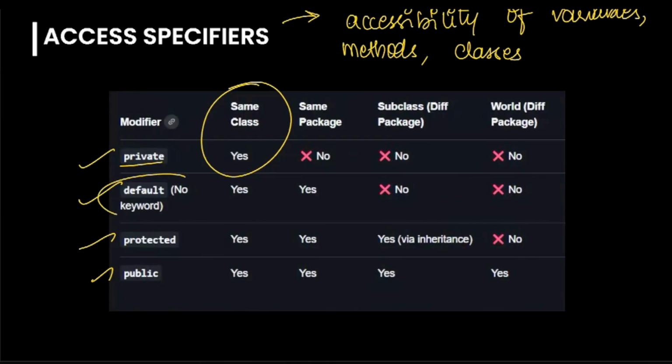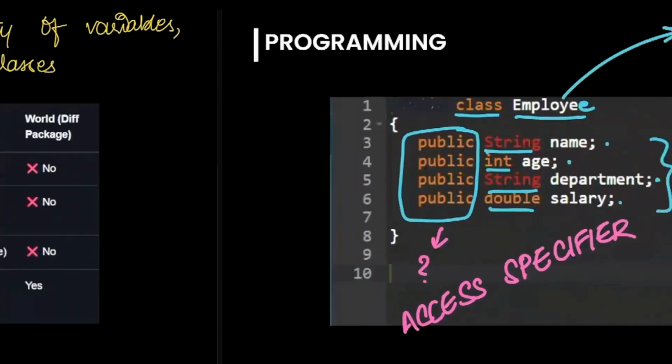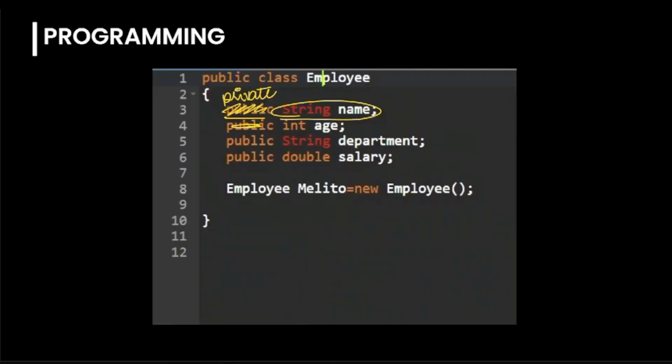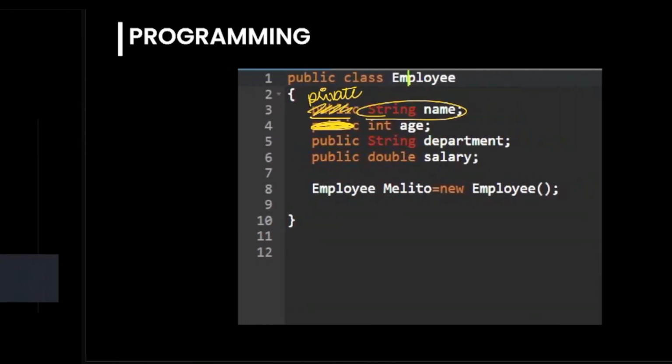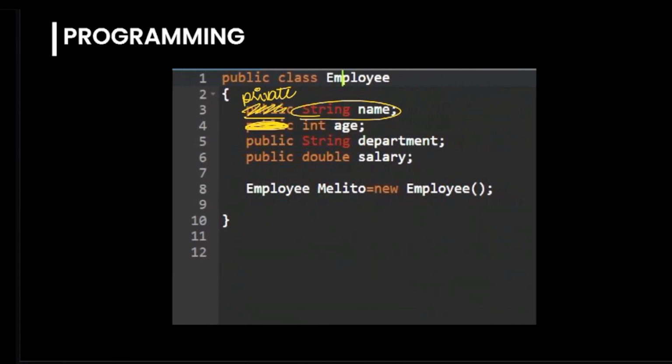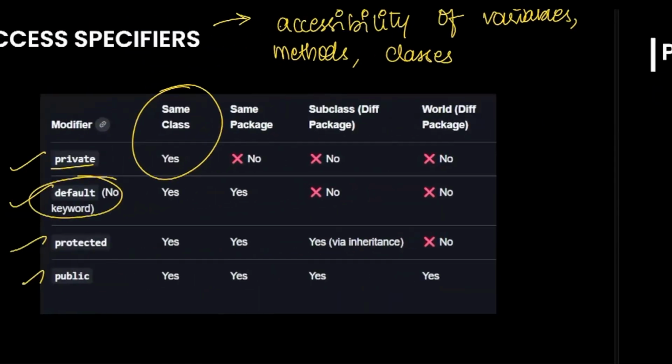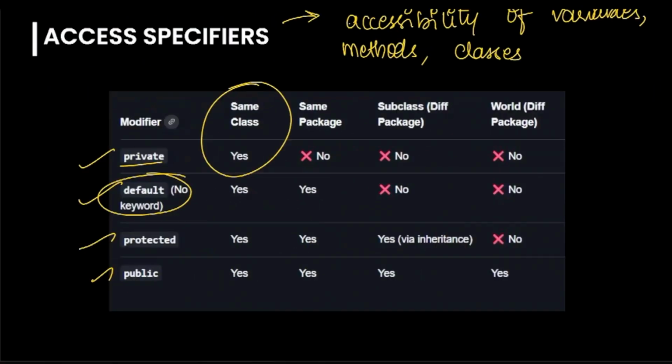The other one is default. So suppose I don't write anything, I just leave it blank. I just write int age, for example. What happens is it by default becomes the default specifier. In that case, such variables, methods, functions, or classes are accessible only inside the same class and same package. Now, what exactly is a package? A package is like a folder. So a lot of similar classes can be put inside a package.